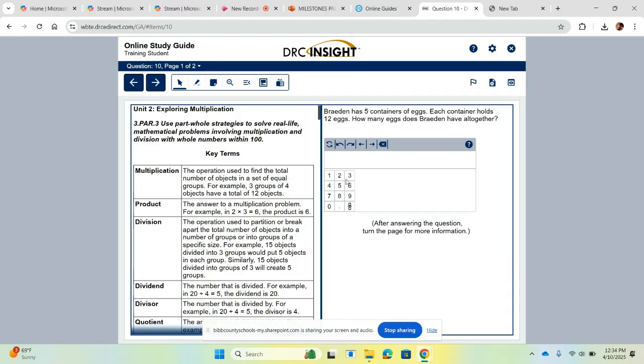Looky here. What is it giving you? Let's take a look at this one. Braden has 5 containers of eggs. Each container holds 12 eggs. How many eggs does Braden have altogether? Well, what does it want them to do? After answering the question, so it says 5. Let's see, that's a backspace. They have 5 containers, so they kind of want them to show this right here. So it's giving them a space.